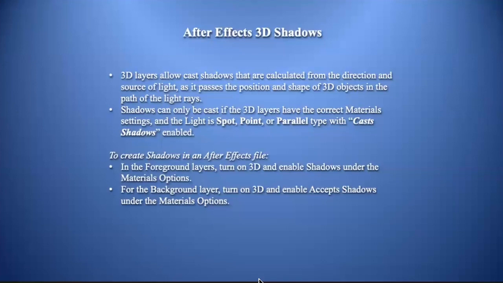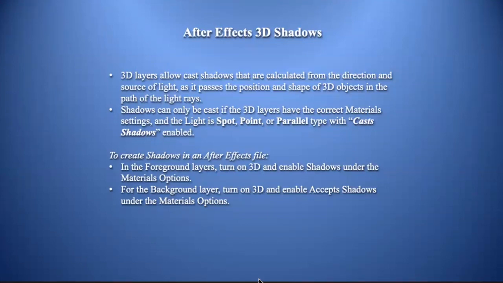Now, 3D shadows. 3D layers allow cast shadows that are calculated from the direction and the source of light. So if it's going to cast shadows, it figures out where the shadow is going to be by figuring out first, where is the light pointed, and what direction will the light be traveling when it gets there. And then it passes the position and the shape of the 3D object in the path of the light rays, and it figures out where the darkness would be.